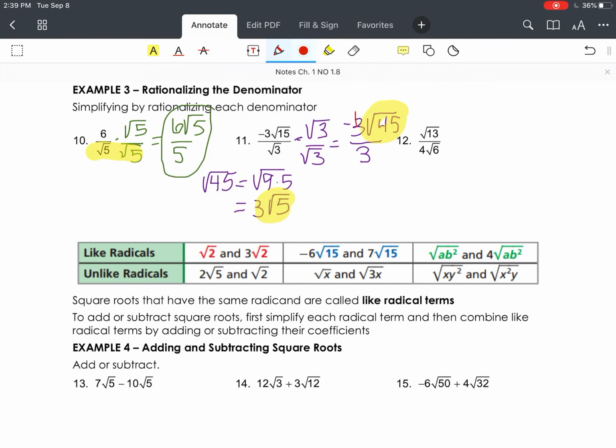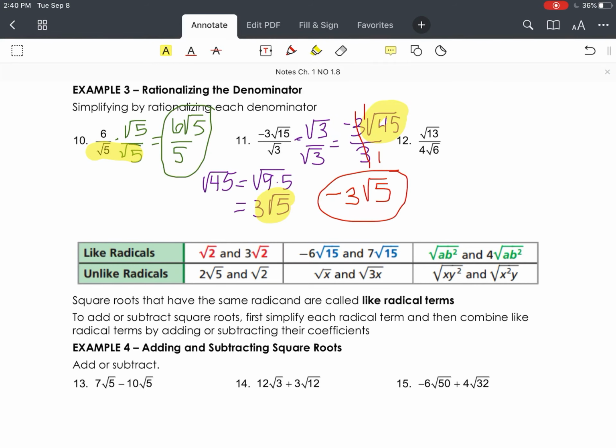Looking at my fraction, my answer here, I see I have a negative 3 and a 3. Well, those are going to cancel each other out and become 1s. So my final answer is just going to be a negative left over, and then my root 45, which has been simplified, to 3 root 5. So that's going to be your final simplified answer. Pause the video and try number 12 on your own.